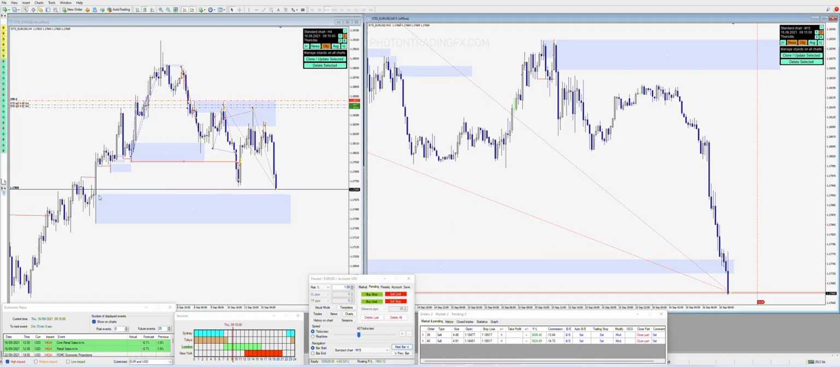Okay, so we're coming into this 4-hour demand zone, and that's fine because old demand zones become potential reaction points for pullbacks, right? Now that we've taken out this 4-hour low, we're playing within this next current swing range here.